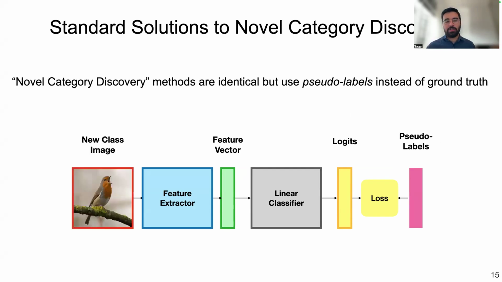Now, in novel category discovery, which, as I said, is a subset of the problem we're trying to solve, where we've got a set of images which we know come from new classes, all papers had a similar idea, which was trying to train exactly the same kind of model, but now instead of ground truth labels, using pseudo labels to train the linear classifier. And the name of the game here was to find new and inventive ways of mining these pseudo labels automatically from this unlabeled data.